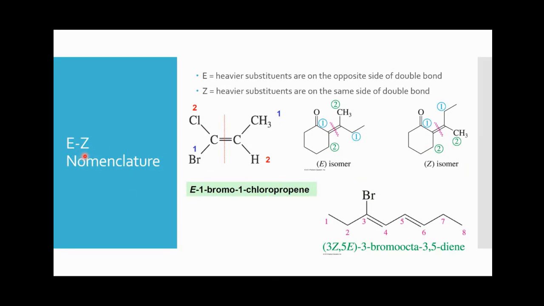And then there's another convention that is also used, which is the E and Z nomenclature. You would put E in front of the whole molecule if the heavy substituents are on the opposite side of the double bond, or if it's on the same side, you would put Z.